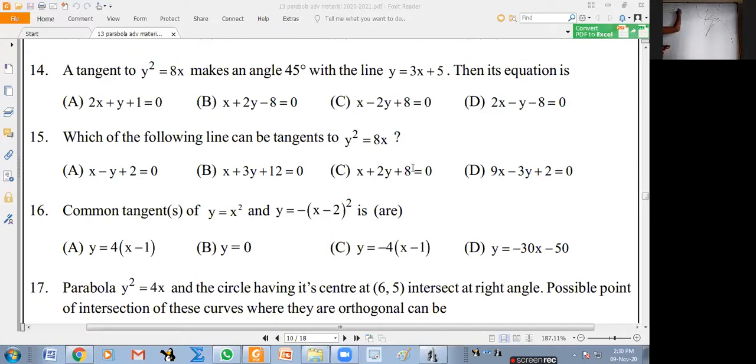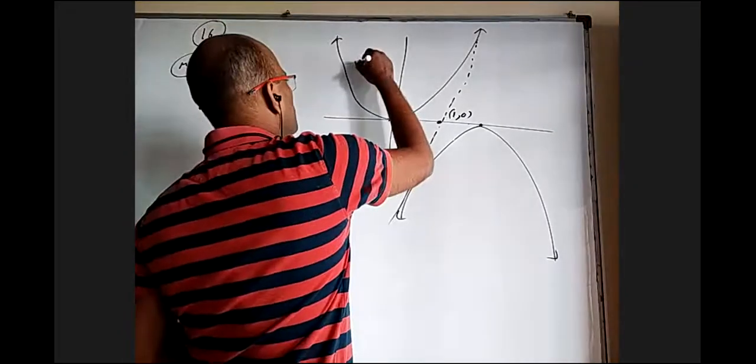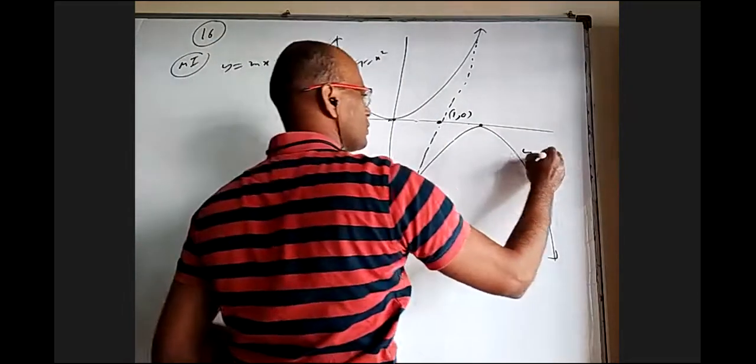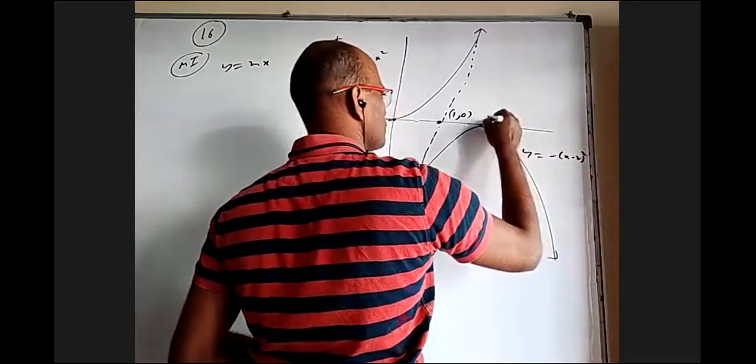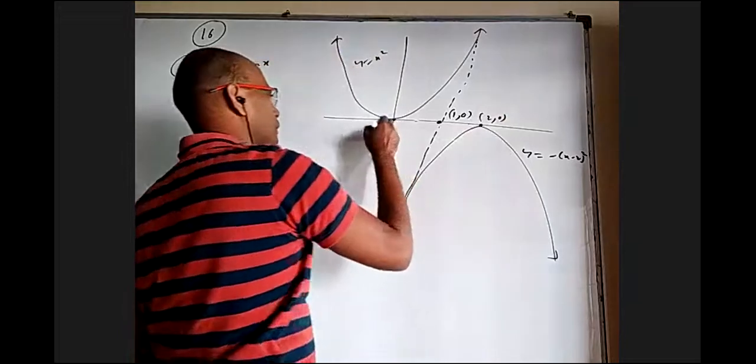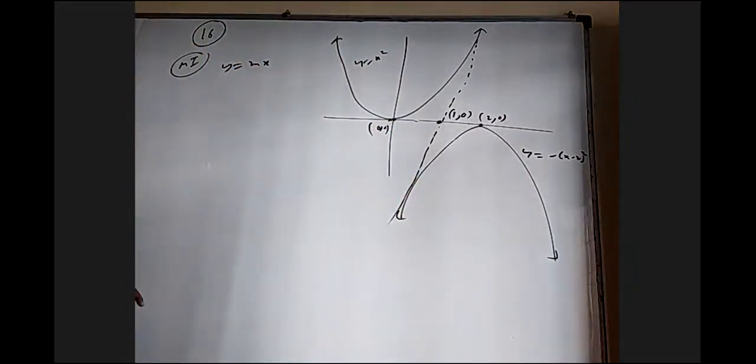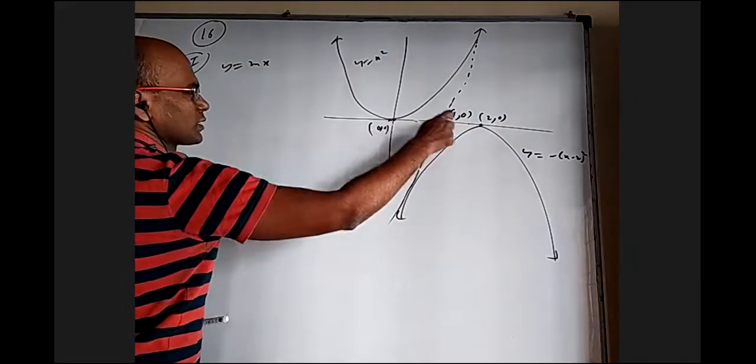So what is the general tangent to this? y equal to mx plus a by m. This is y equal to x square. This is y equal to minus of (x minus 2) whole square. So the midpoint of these two vertices is 1 comma 0.